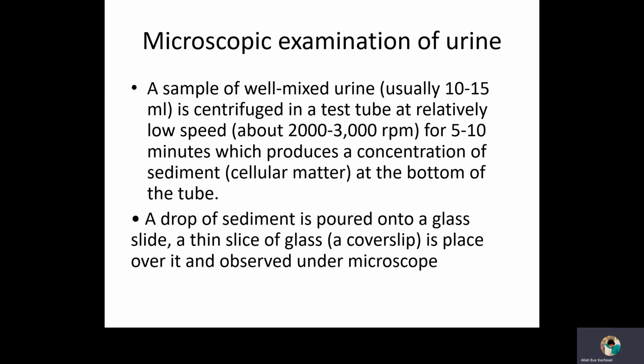The microscopic examination of urine is performed on a sample of well-mixed urine, usually 10 to 15 ml, centrifuged in a test tube at a relatively low speed, about 2000 to 3000 rpm for 5 to 10 minutes, which produces a concentration of sediment and cellular matter at the bottom of the tube. A drop of the sediment is placed onto a glass slide, a cover slip is placed over it, and it is observed under the microscope.